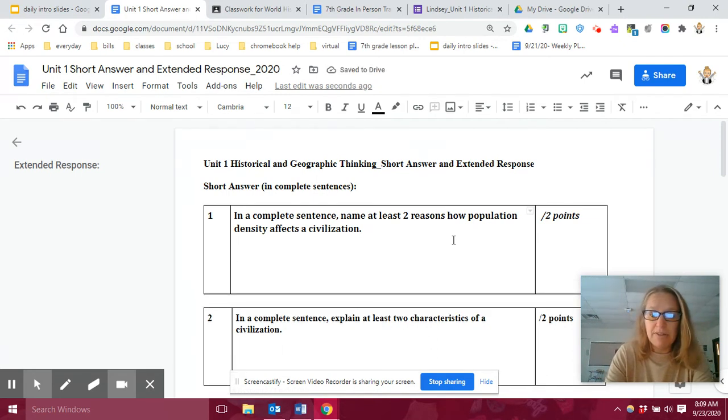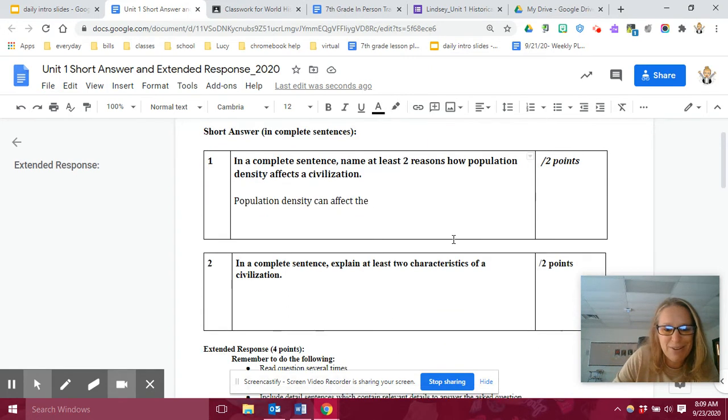So we are going to say that population density can affect the, and then you would continue with your two reasons. So population density can affect the blank and blank within a civilization. All right, so that's how I would start that one. I'm not going to give you the answer, but at least set you up. All right, let's look at number two.